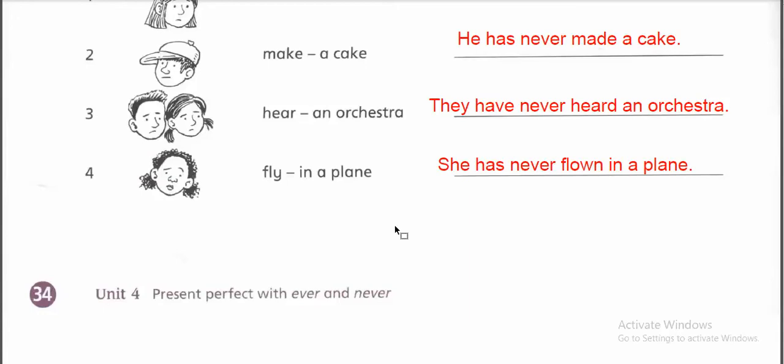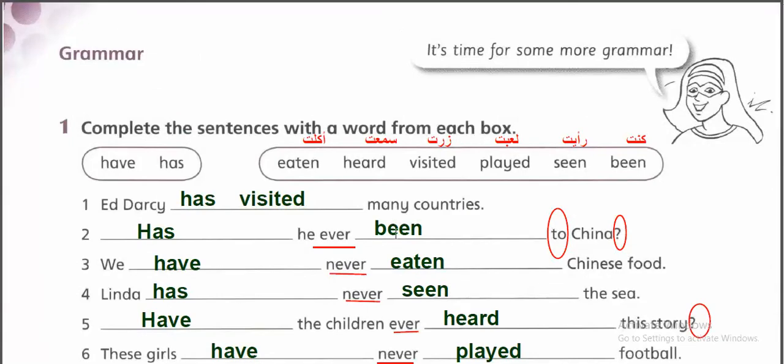Today I will answer some exercises with you in the workbook, pages 34, 35, and 40. Pay attention. I would like to explain how we choose the correct verb and write it in the correct space. Number 1. Complete the sentences with a word from each box.